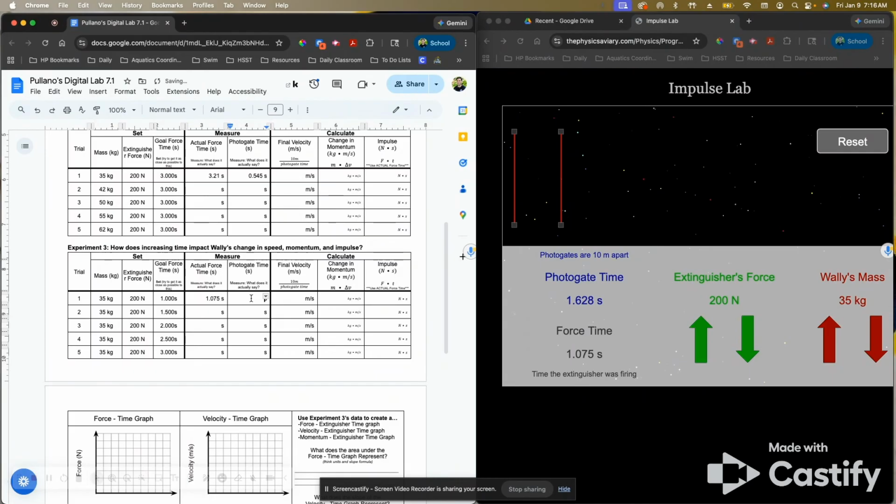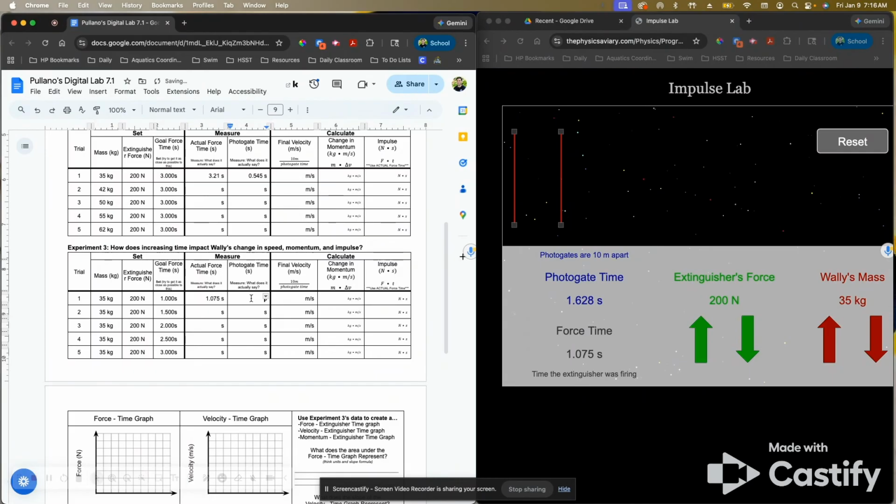On the second page, you're only going to use experiment three's data, and you're going to graph a force time graph, a velocity time graph, and a momentum time graph. And it's going to ask you, what does the area under the force time graph represent? Well, this is newtons times seconds. So it would be whatever that unit would represent, newtons times a second. Then it says, what does the slope of the velocity versus time graph represent? So it'd be meters per second over a second. So that's going to be meters per second squared.